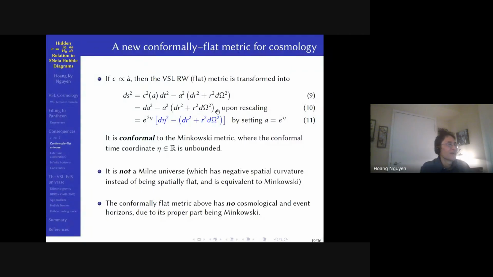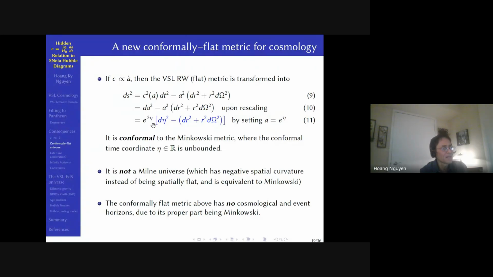Very nice. And if we set A equal to exponential of eta, with some conformal time coordinate unbounded, it becomes this. And so we say that this metric is conformally equivalent to the Minkowski metric. This part is Minkowski, the whole thing is Minkowski with the conformal factor. So this is not the linear universe. The linear universe has negative spatial curvature. The universe I'm considering here has zero spatial curvature.